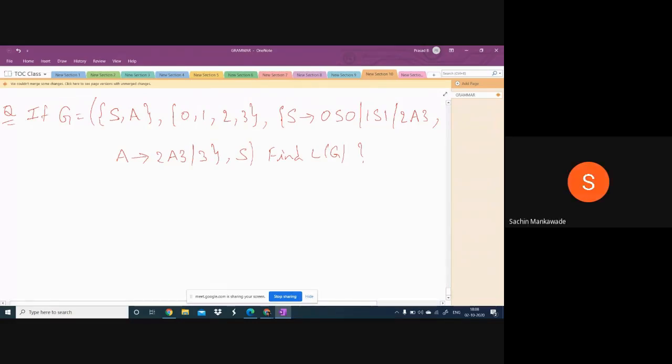S derives 0S0, S derives 1S1, S derives 2A3, and A derives 2A3 and 3. Find L of G. Do you want options or will you try without options? Options, sir.